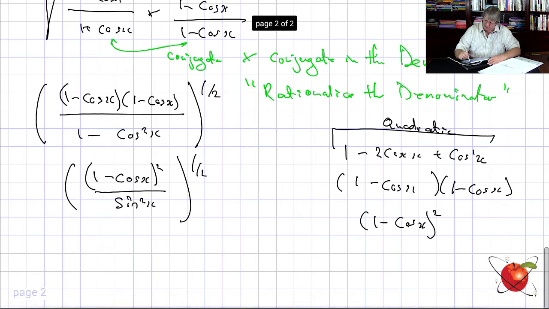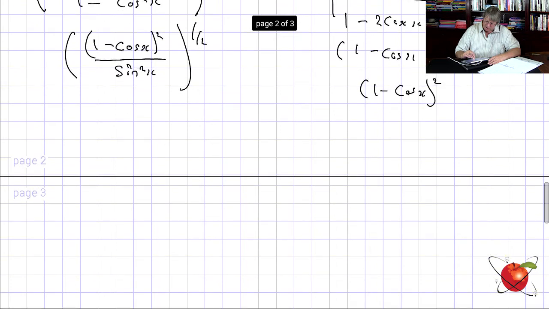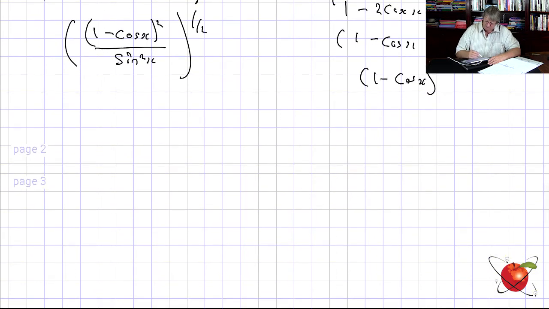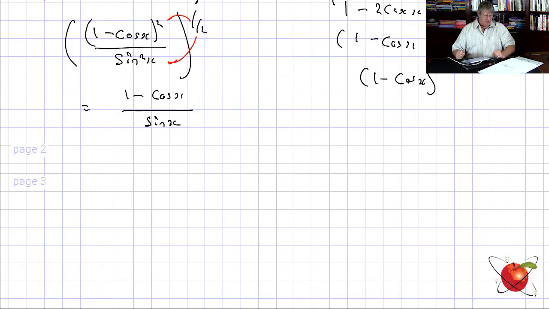Now I go back and I remember my surd equation, which said, take the half in. Do you remember that? The half must go in both ways, top and bottom. Well, that leaves us with on top 1 minus cos x over sin x, which is what we were asked to do.